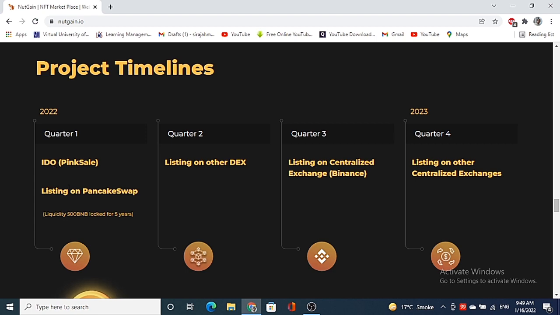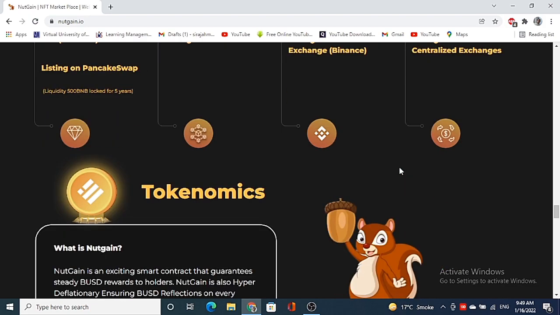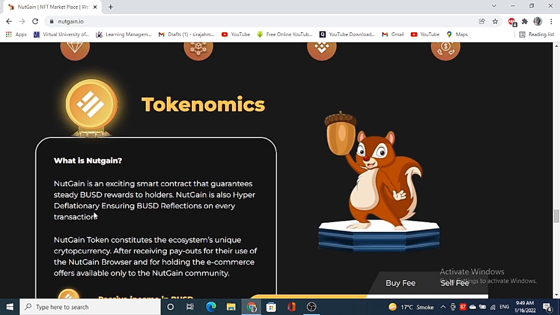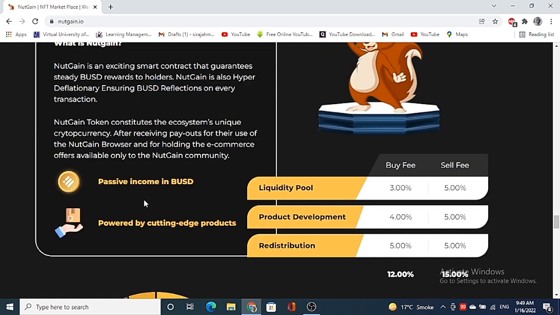So their project timeline is quite detailed and everything is just set there. In quarter 1, they are looking forward to being listed on Pixel and PancakeSwap. Quarter 2 will be listing on other DEXs. Quarter 3 will be listing on the decentralized exchange Binance, and quarter 4 listing on other decentralized exchanges.